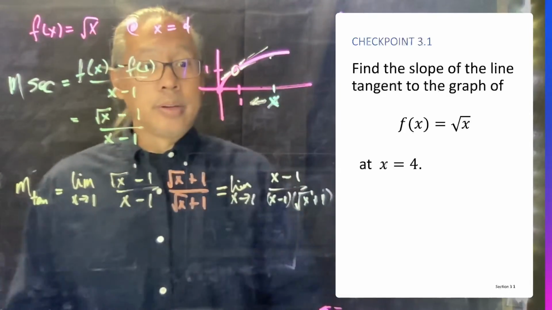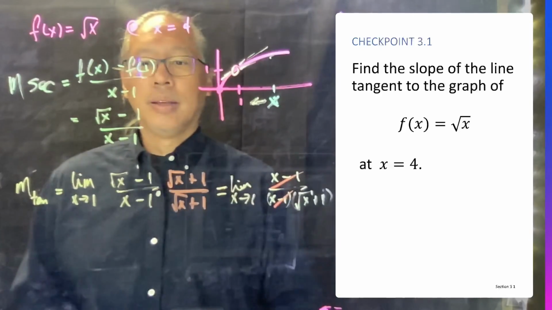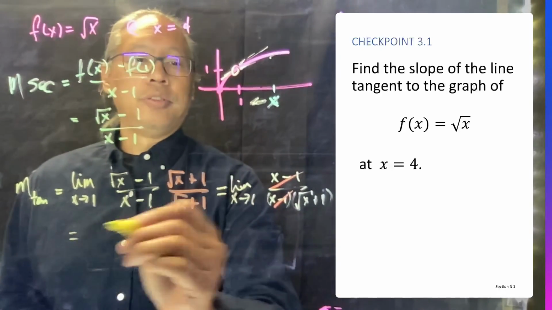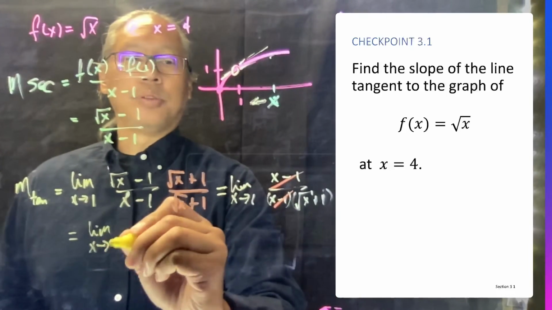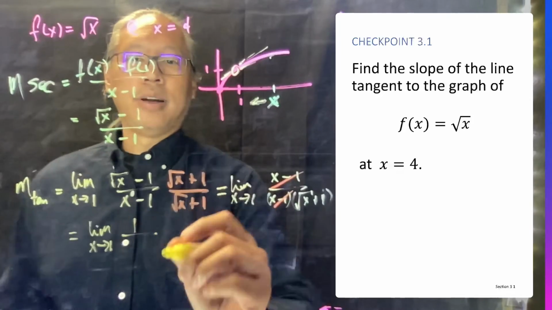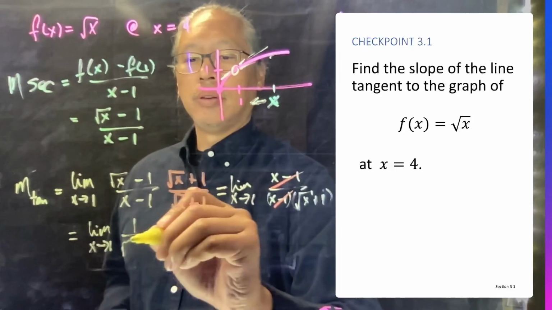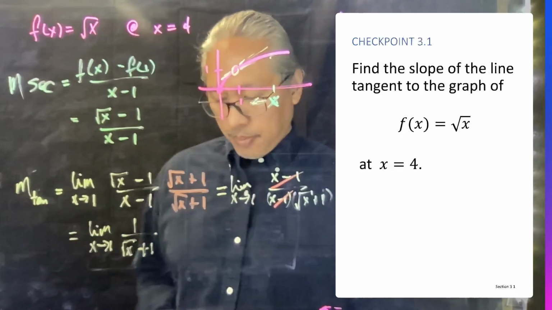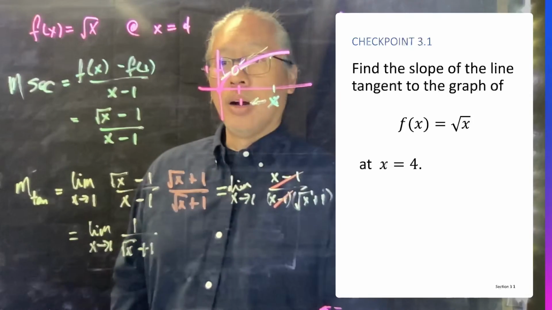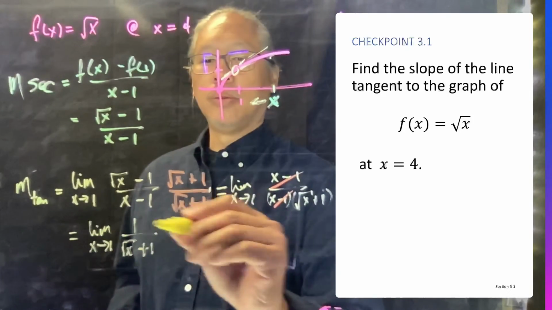And so now we're going to get x minus 1 to cancel, and then we will have the limit as x approaches 1 of just 1 divided by the square root of x plus 1. All right. We'll put a 1 in there.